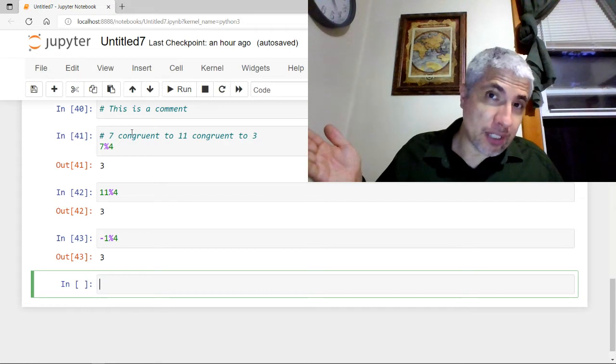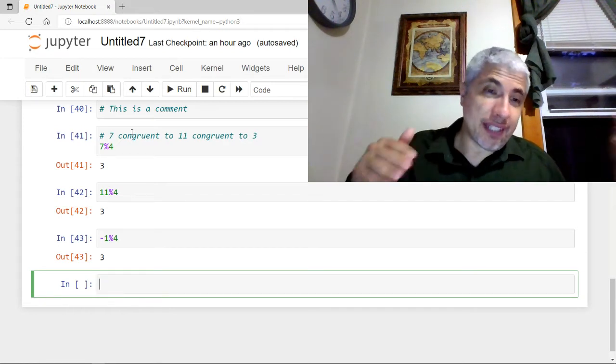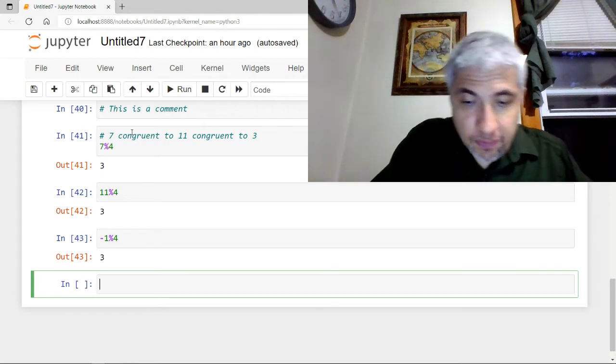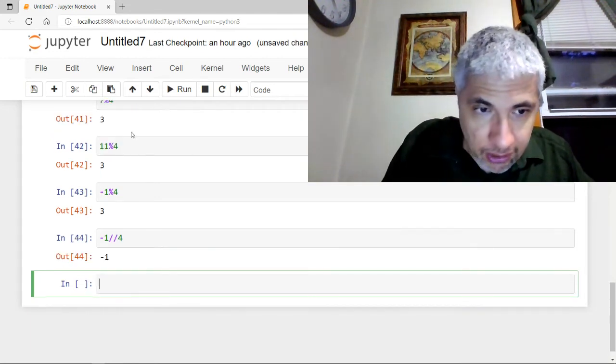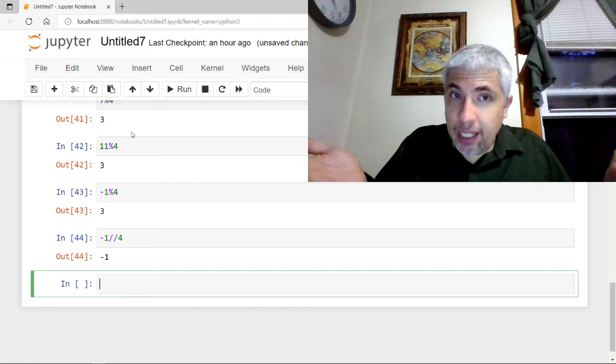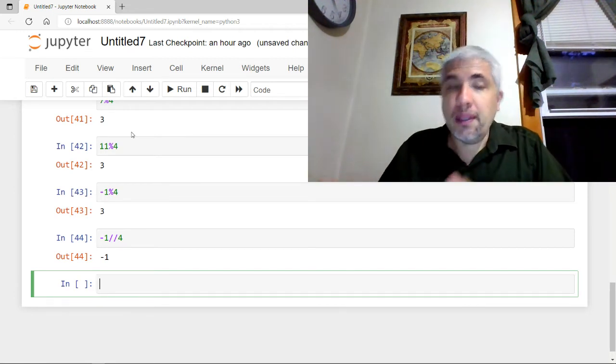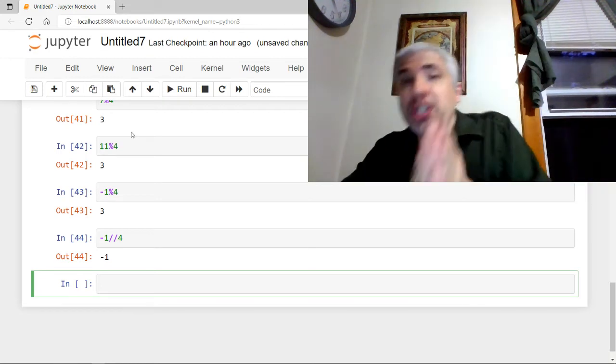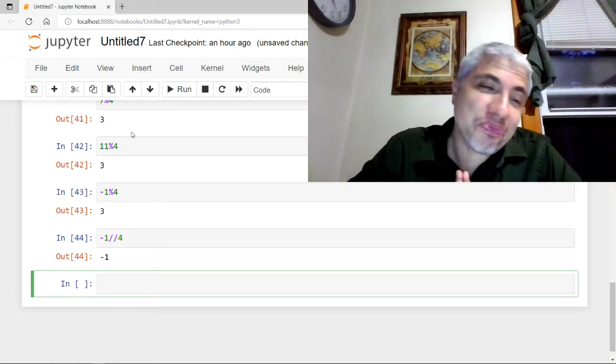Because remember, remainders can't be negative. So if I take -1 and divide it by 4, and Python will even know how to do this, I get -1 with a remainder of 3. Because -1 would bring me to -4, and then I'd go 3 to the right to get to -1.